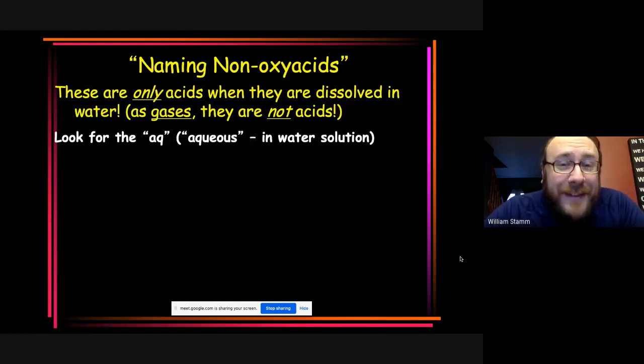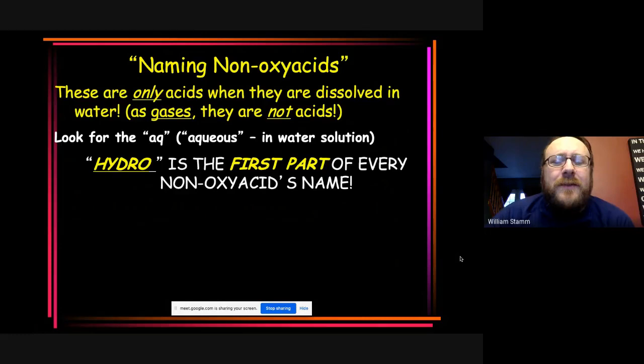To know that, so you are aware of that, in a chemical equation, they're going to have the abbreviation AQ behind the chemical. AQ means aqueous. It means it's in a water solution. And we're going to see that a lot in the next chapter when we start talking about chemical reactions. So if you want to kind of know that they're dissolved in water, they would put AQ for aqueous, aqua, that word water. The first part of the name of every single non-oxyacid is the word hydro.